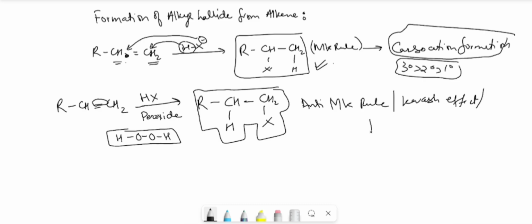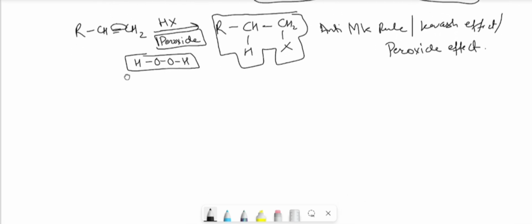or we can call it the peroxide effect. So this is the product we are getting in this case, where we take the peroxide as a reagent. What special happens in this reaction, we'll see in the mechanism. First of all, we'll see the mechanism of this reaction. In the mechanism, we'll get to know why this product forms, and why not the Markovnikov's product.